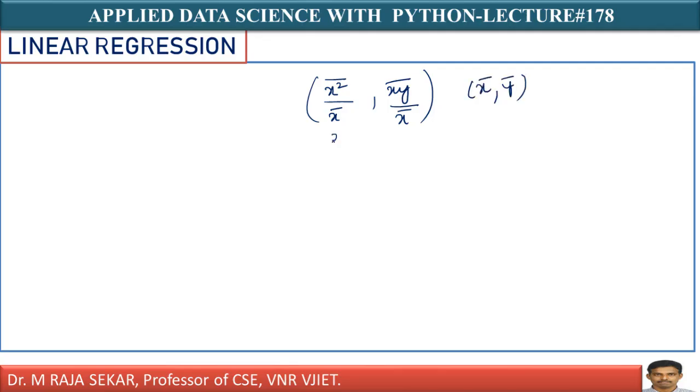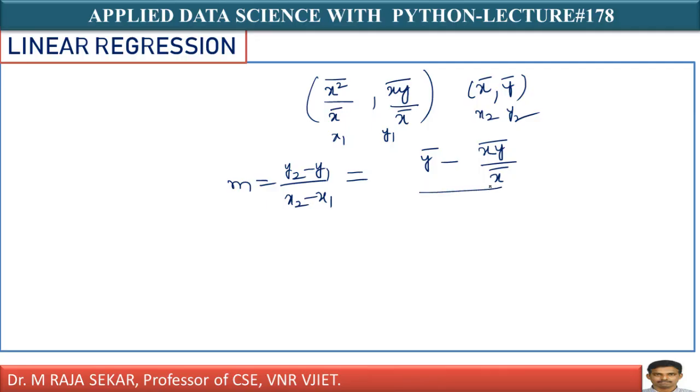Well, how can I find slope? This is x1 comma y1. This is x2 comma y2. How can I find slope? M equal to y2 minus y1 by x2 minus x1. y2 means what? Y bar. Minus y1 means what? xy whole bar by x bar. This is y2 minus y1. By x2 minus x1, x2 means x bar minus x1 means x square whole bar by x bar. Now how can I write?